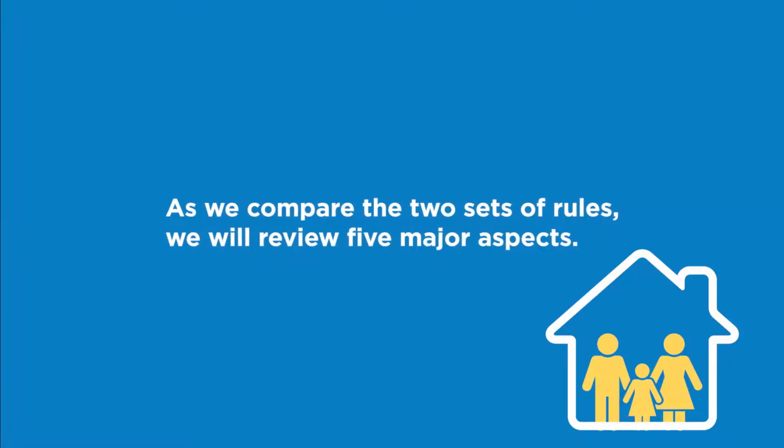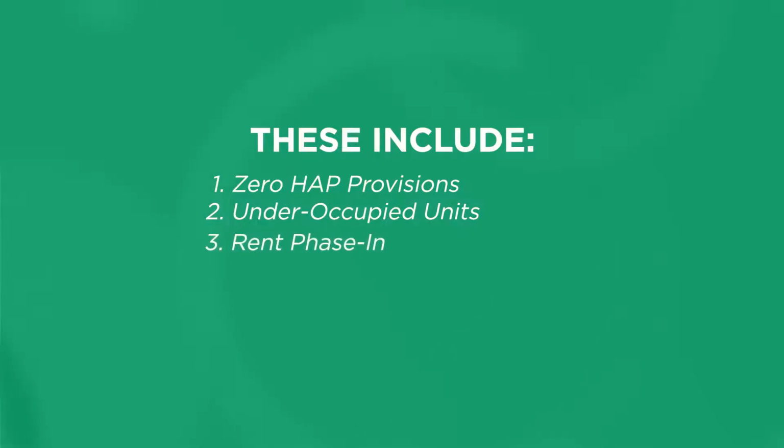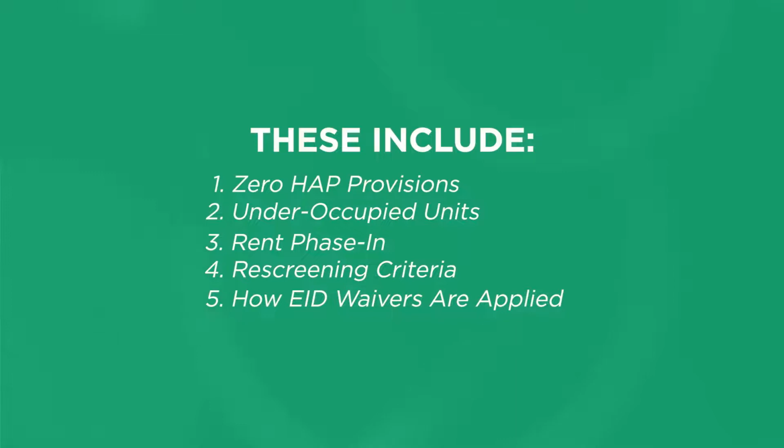As we compare the two sets of rules, we will review 5 major aspects. These include: 1. Zero HAP provisions, or what happens to the family when they reach zero HAP. 2. Underoccupied units. 3. Rent phase-in and when it applies. 4. Rescreening criteria and when it applies. 5. And how EID waivers are applied.